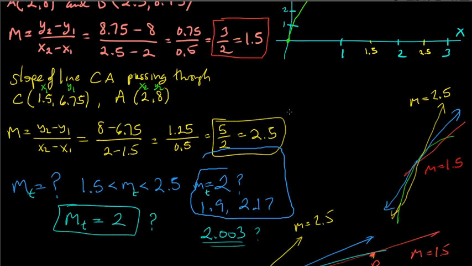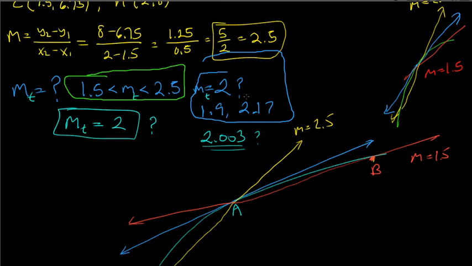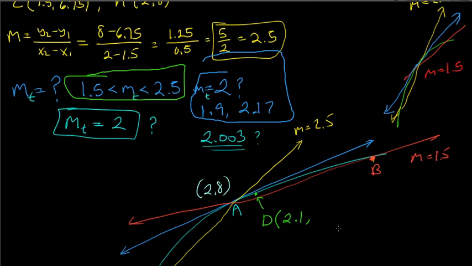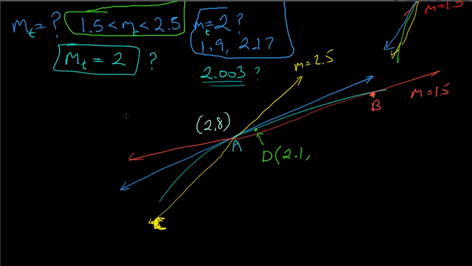So how to improve the slope, how to get a better estimate than anything between 1.5 and 2.5? How about instead of using point C or B, let's use a point D, which is very close to A. Remember, point A, I believe, was (2, 8). So for point D, instead of using 2.5, maybe just use x equals 2.1. So what's y when x is 2.1? What's f of 2.1? So 6 times 2.1 minus 2.1 squared. Again, plug that into your calculator, and I get 8.19. So that's the y-coordinate here.